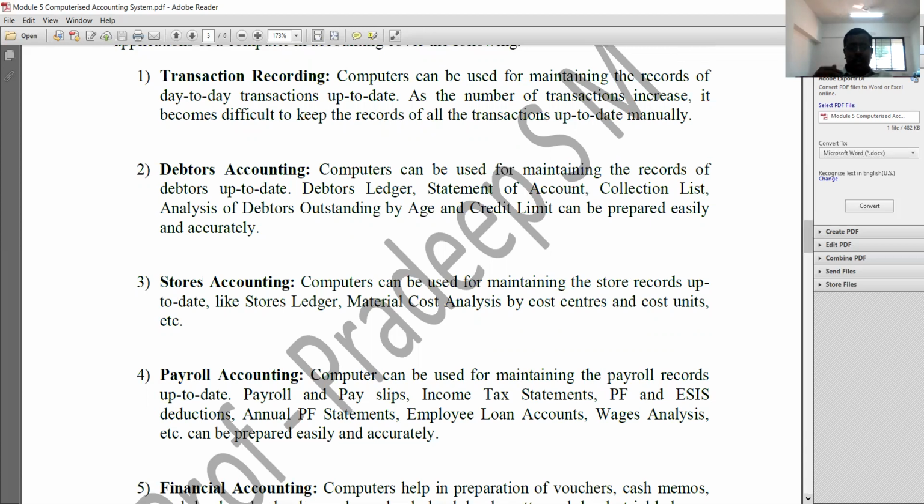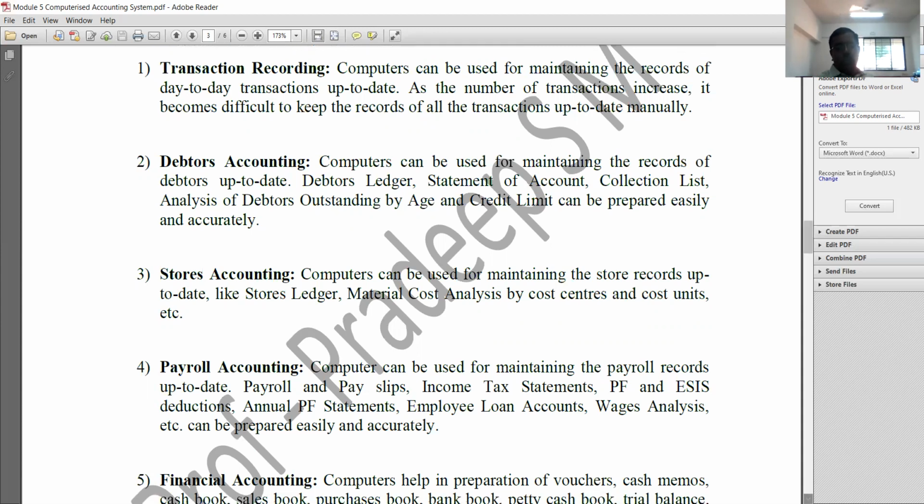Understood? Yes, you can maintain n number of debtors accounts, and you can even go for analysis of those debtors accounts. Those are all things you can do. That is about debtors accounting.